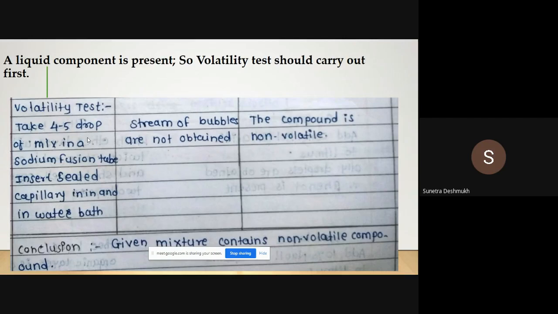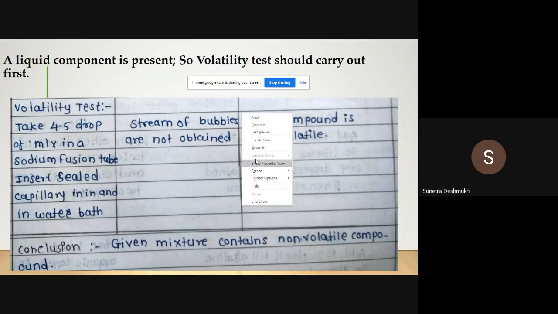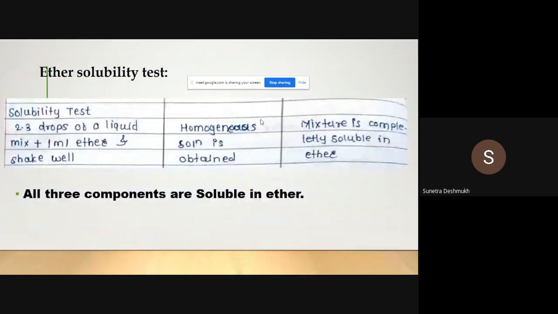In this mixture, we don't get a stream of bubbles, so that's why the compounds are non-volatile. Okay, so you have to write the volatility test result in this way: conclusion, the given mixture contains non-volatile component or components. You can write that. Okay, now we have finished volatility. Now we have to go for the solubility test, the ether solubility test.